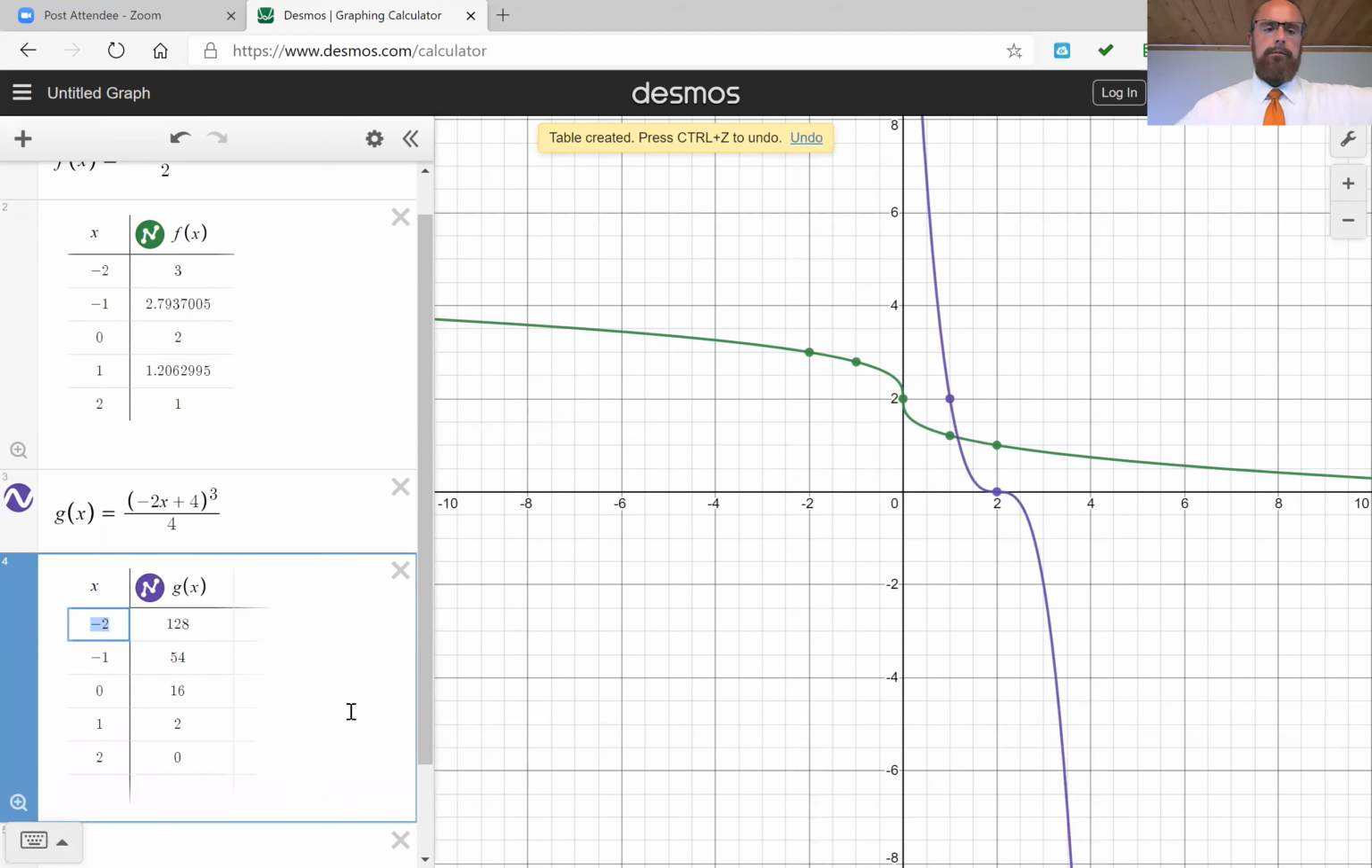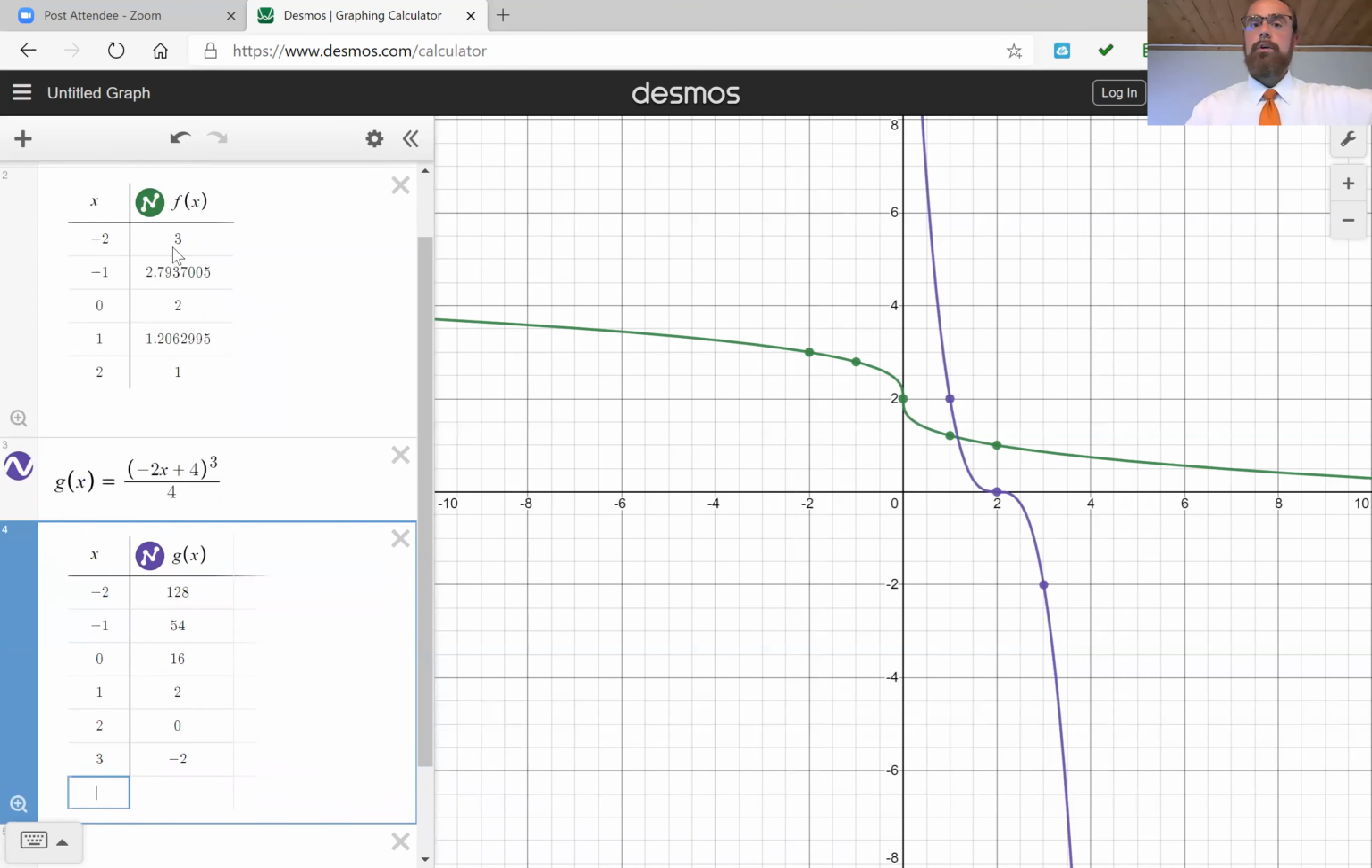So that one, the first few points are very ungraphable. Negative 2 yields 128. That's way off my graph. Negative 1 yields 54, also way off the graph. 0, 16 is getting closer. I can graph 1, 2, and 2, 0. If I were to include some other values, 3, negative 2 would be a good one to include. So remember, you can always add to your domain list. That's the values we get to choose. Let's take those two tables. I've recorded them, and let's go back to finish our graphs.